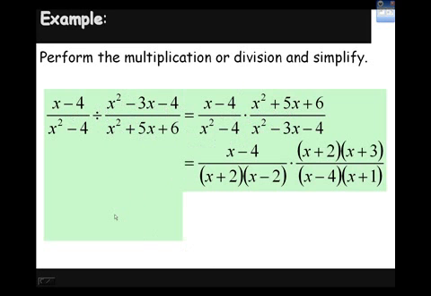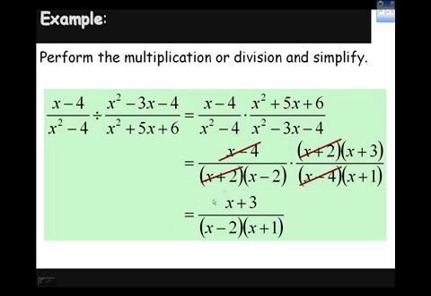Again, we're going to factor everything we can. X minus 4 doesn't do anything, but x squared plus 5x plus 6 factors. And so do the other two expressions. We'll look for common factors to reduce. And when we're done reducing, we'll write down the factors that are left. So in the numerator, we have left an x plus 3. And the denominator will have an x minus 2 and an x plus 1.